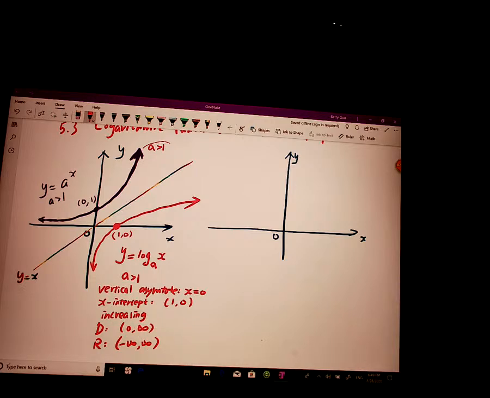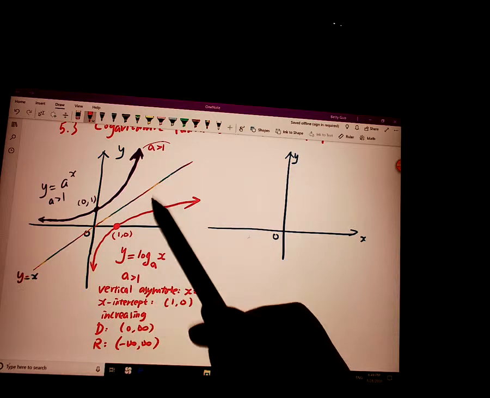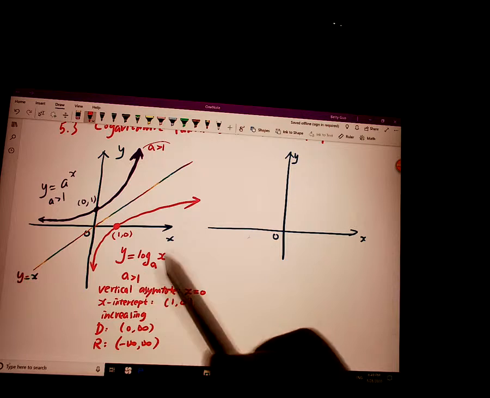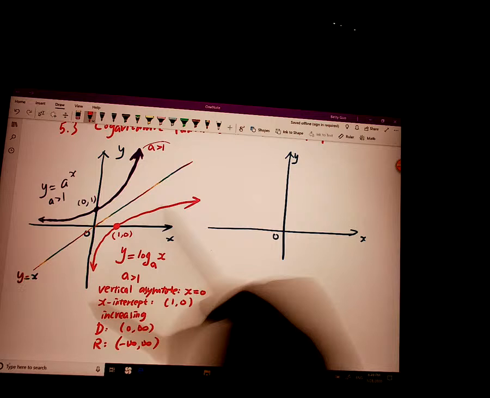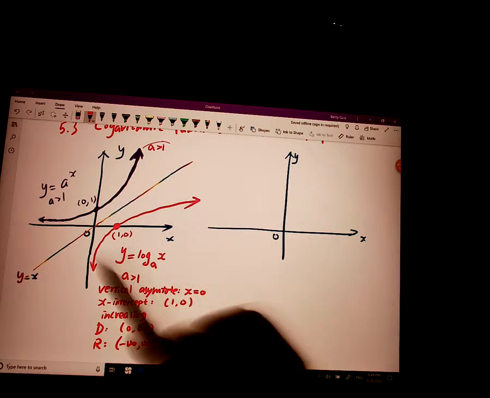And let me see what else. Domain and range, x-intercept, increasing. Increasing is because the base a is bigger than 1. Vertical asymptote. Pretty much that's the features of the first category logarithmic function.